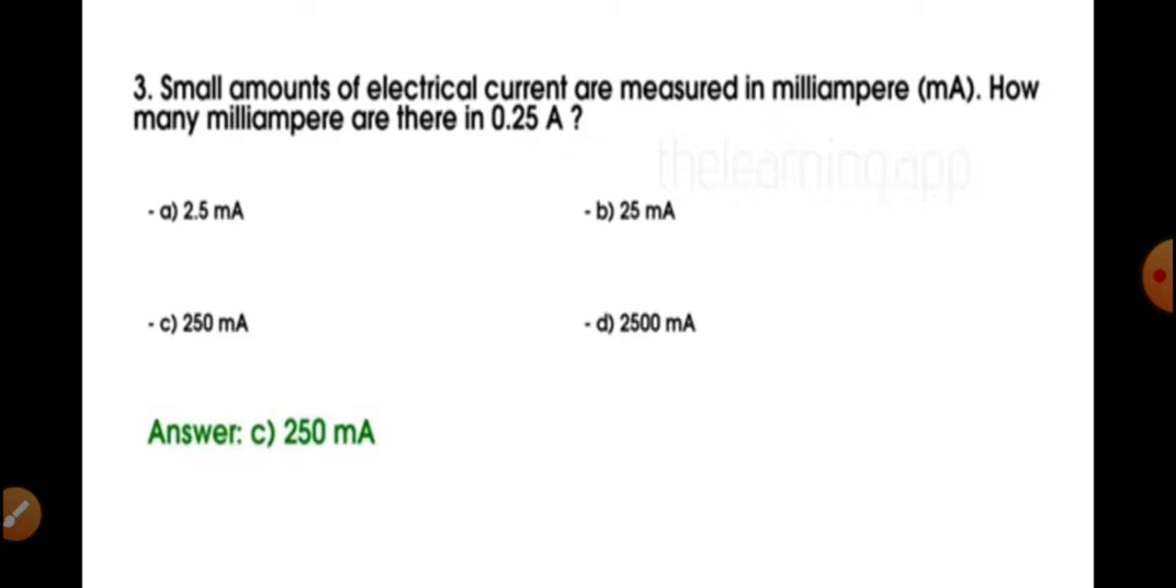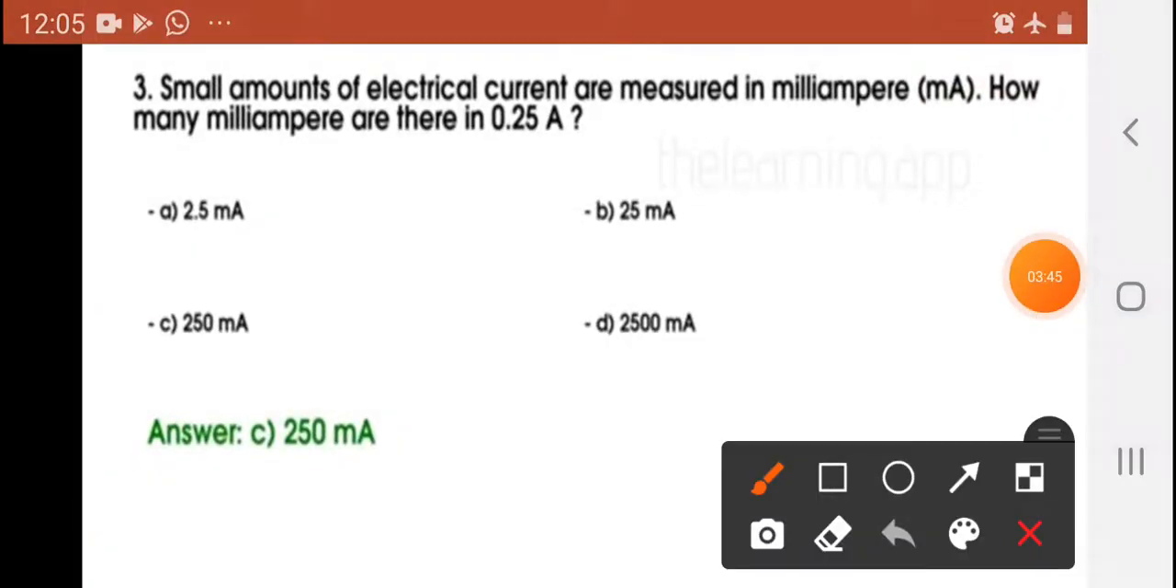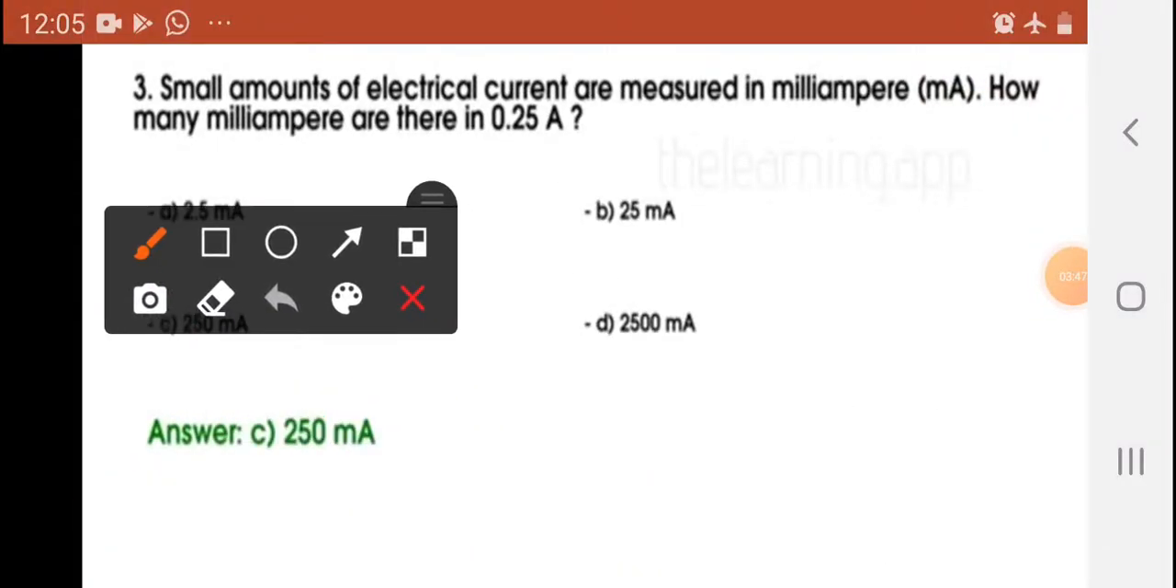Third question, small amounts of electrical current are measured in milliampere. Milli is nothing but 10 power minus 3 ampere. And how many milliampere are there in 0.25 ampere?